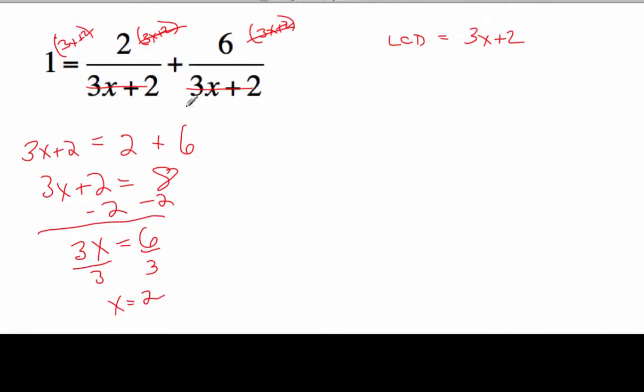Got to double check. I've got to make sure that I didn't get a value here that will make my denominators be 0. So I get 3 times 2 is going to be 6, plus 2 more, it's going to be 8. Nope, I don't have to worry about anything here. My answer is that x is equal to 2.